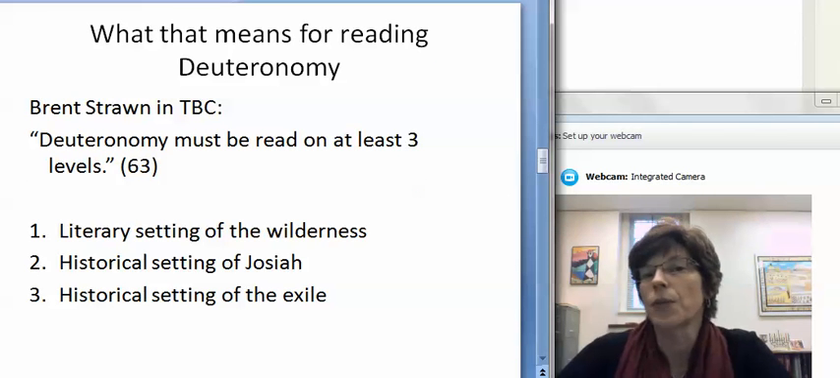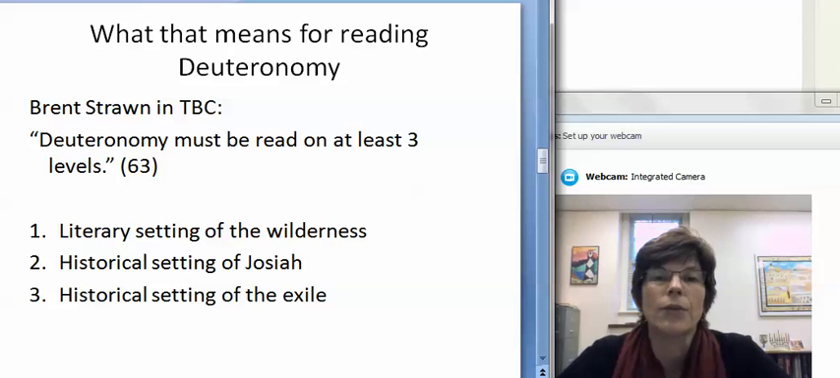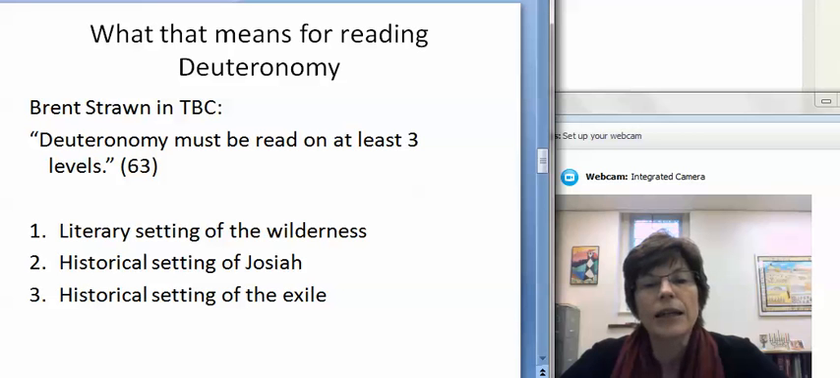What this means for reading Deuteronomy is explained by Brent Strawn in the Theological Bible Commentary. His claim is that Deuteronomy must therefore be read on at least three levels. First of all, in the literary setting of the wilderness itself. Secondly, in the historical setting of Josiah. And thirdly, in the historical setting of the exile.